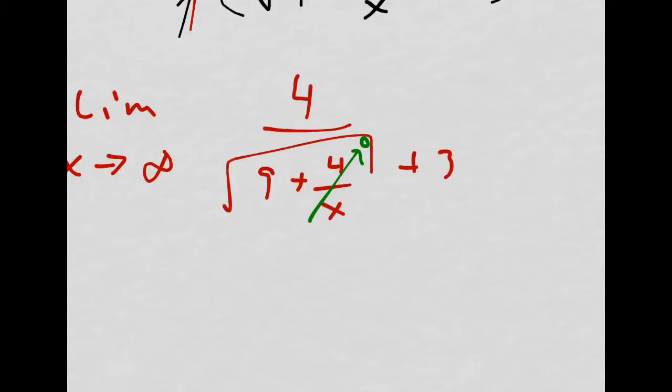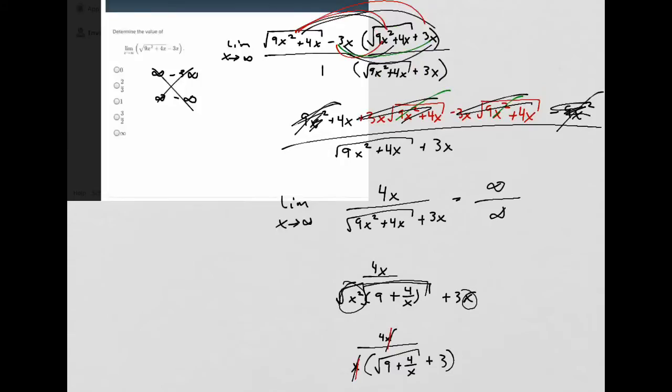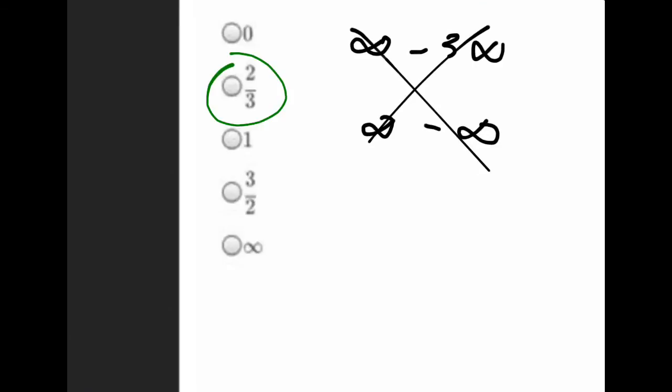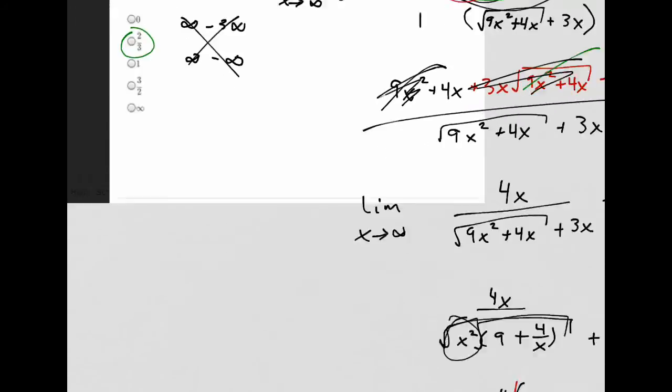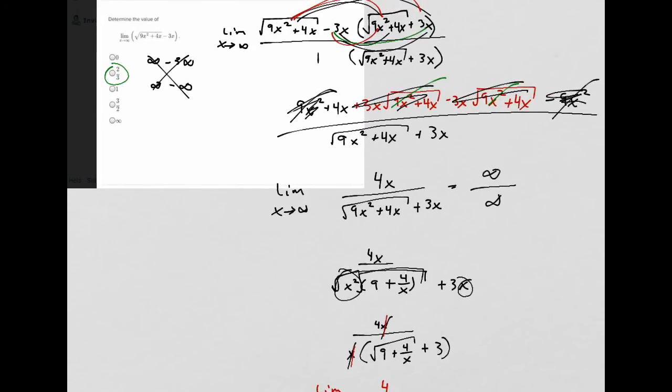So then the inside here goes to just 9, because this goes to 0. Square root of 9 is 3. 3 plus 3 is 6, and 4 over 6 is just 2 over 3, and that's the answer. It's 2 over 3. All right. Goodbye. Good night.